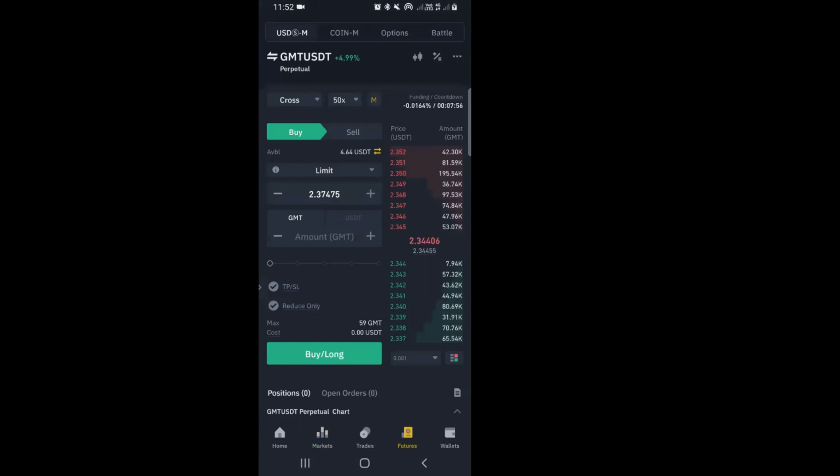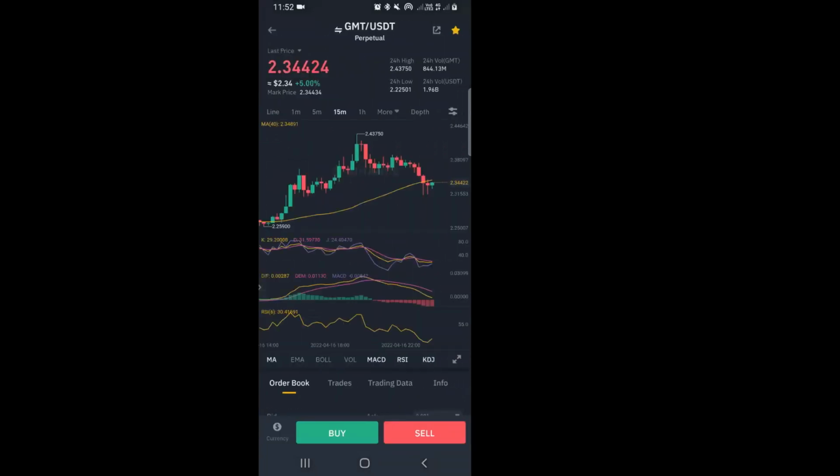But here it's just 2.344. It's lacking behind with 100 pips. So the only key difference, this is the same coin now. The only little difference is most of the times futures lags behind a little bit with some pips. Spot might be pumping.